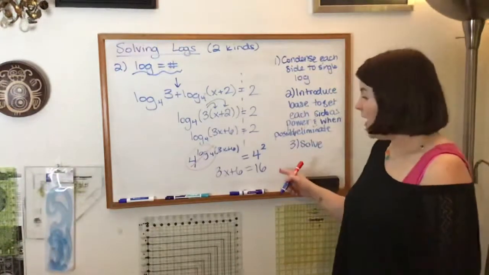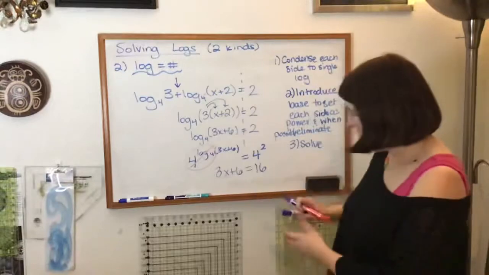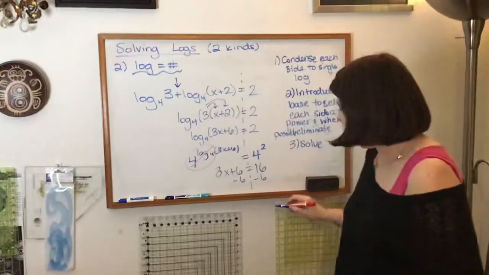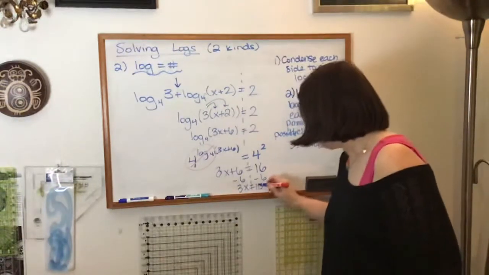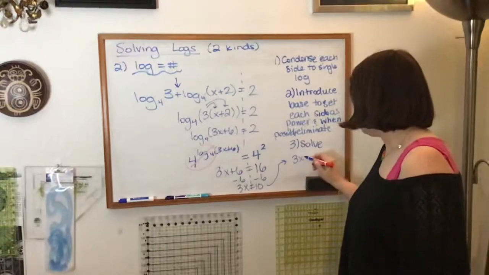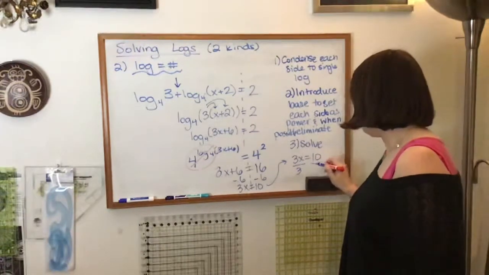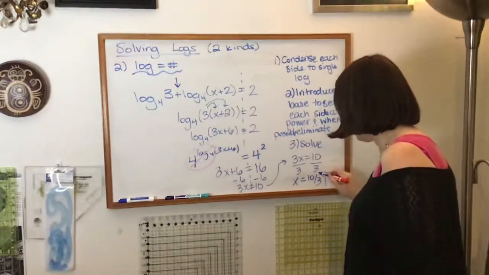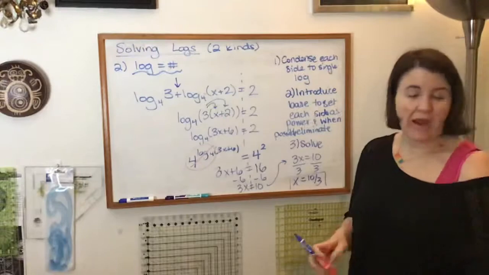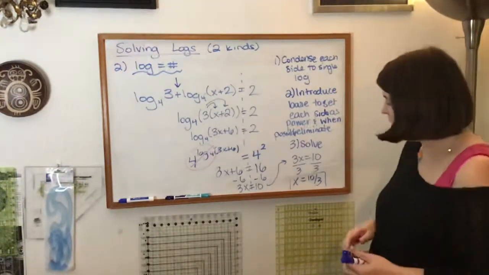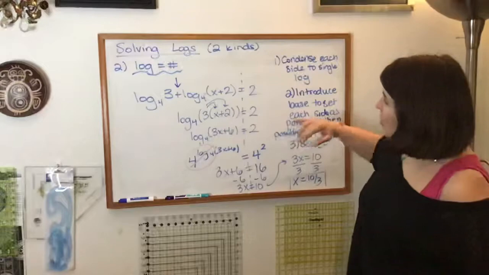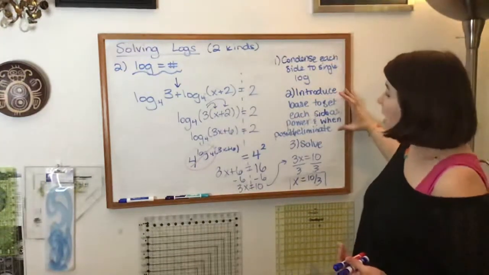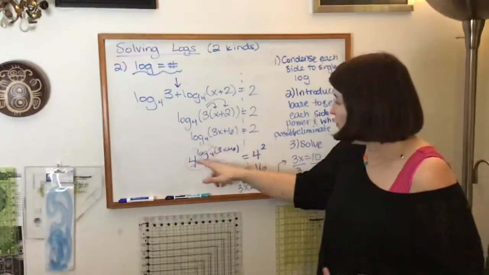Okay? Now, I'm going to solve it like a regular solving problem, and it's going to get a little squished down here. I might finish it up over on this side. This is going to give me 3x equals 10. I divide both sides by 3, and I get x equals the fraction 10/3. If you hate fractions and want to turn it into a decimal, you certainly could, but notice I still condense each side if I need to, which I didn't in the last example, but I did in this one. I introduce the base just like I did before.